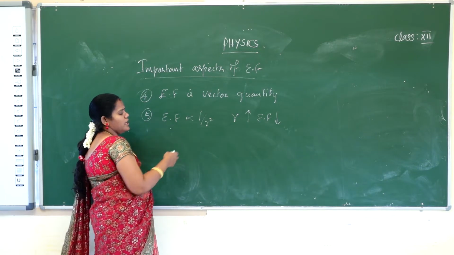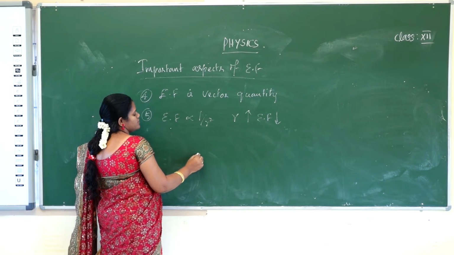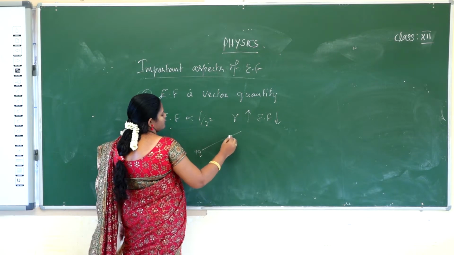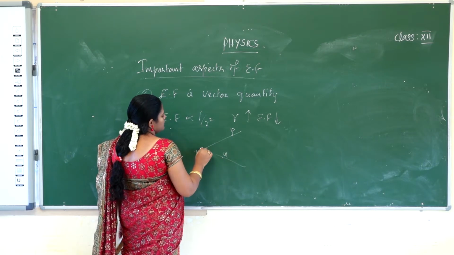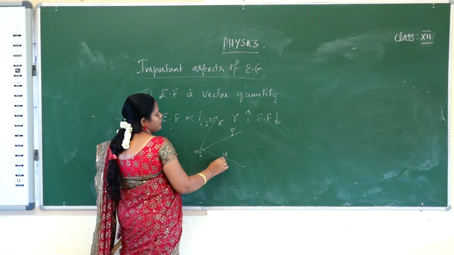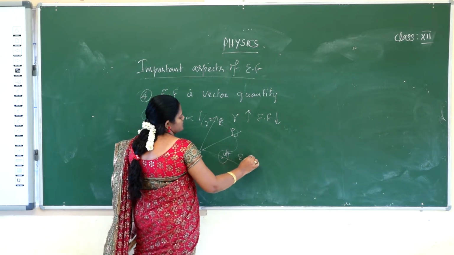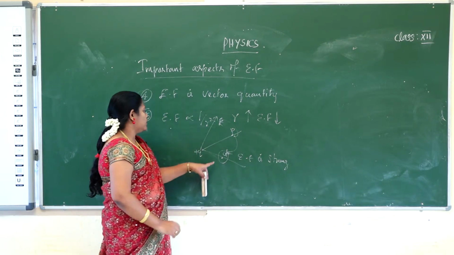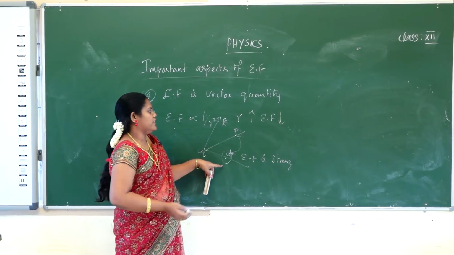I will give one example for this point. Consider one charge, and consider points P, Q, and R. At the point Q, which is close to the charge compared to P and R, the electric field will be strong. Why? It is very near to the charge, so the distance decreases and the electric field is strong.